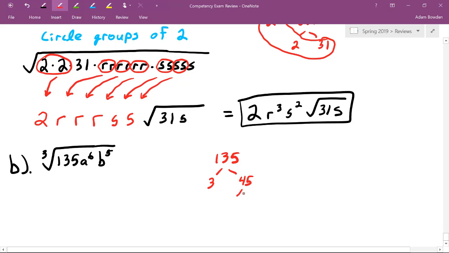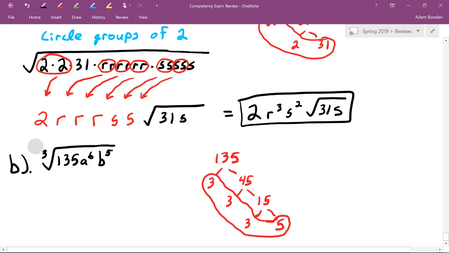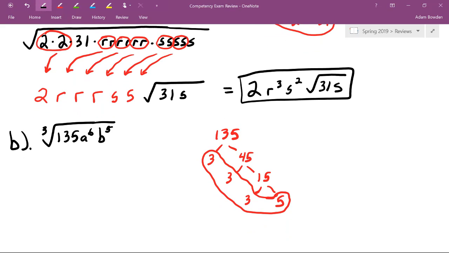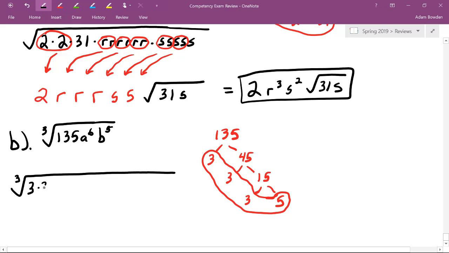And now we'll see, does 3 divide into 45? It does divide in there 15 times. And 3 divides 15 5 times. And now we've worked our way all the way down to 5, and that's as far as we can go. So these are our prime factors of 135. So now I'm going to write out the cube root. I'm going to put 3 times 3 times 3 times 5, and then 6 a's and 5 b's.